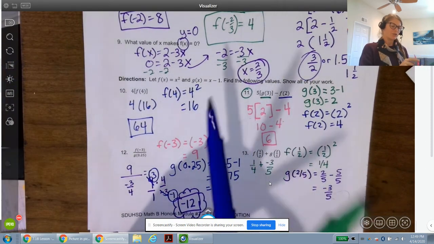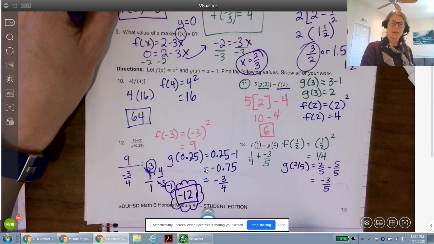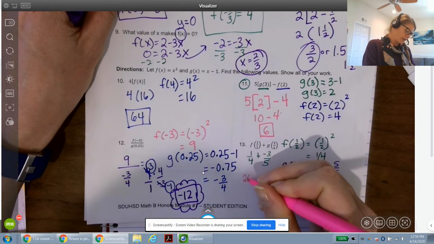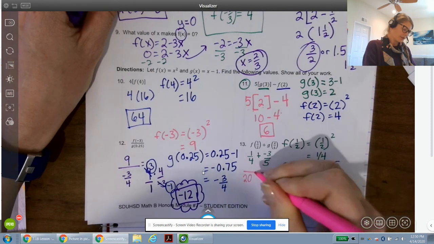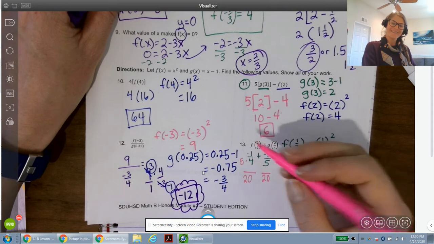To add fractions, you need a common denominator. What's my common denominator between 4 and 5? It's 20, least common denominator. What did you multiply 4 by to get to 20? 5. So what do you multiply 1 by? 5.